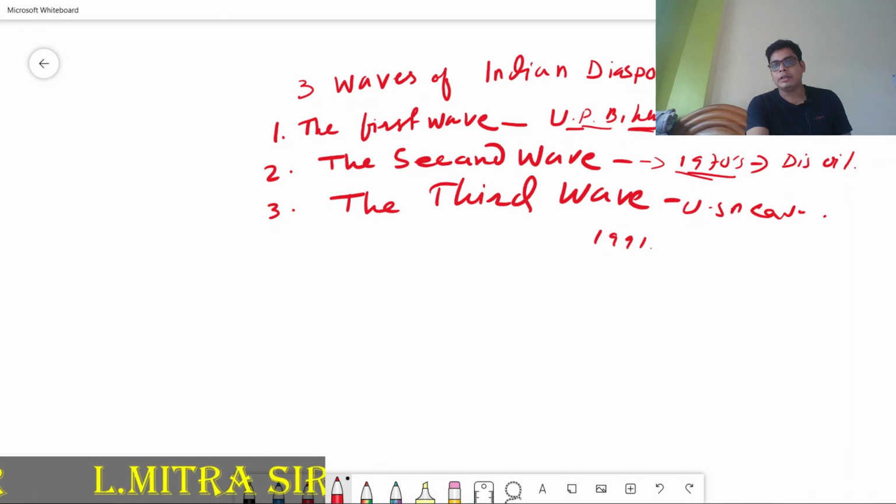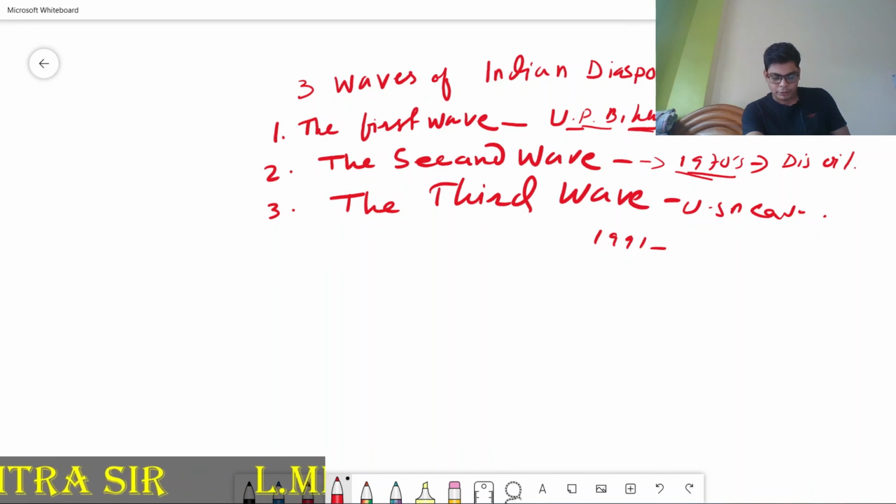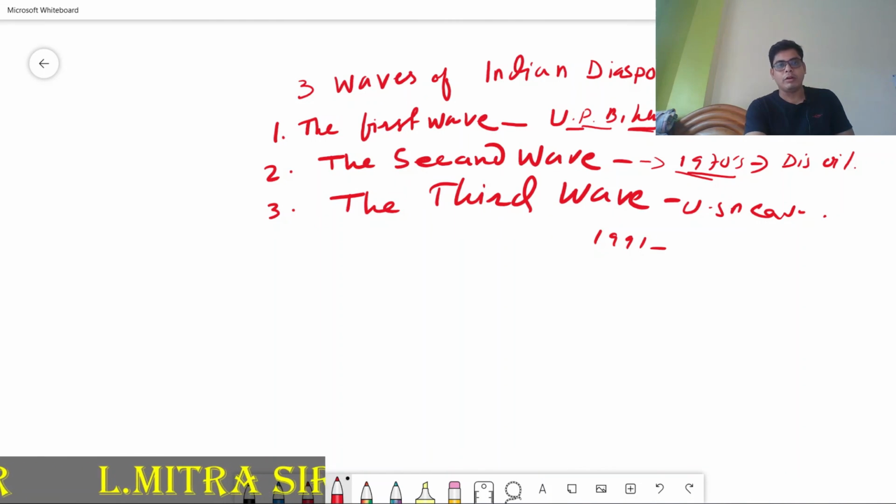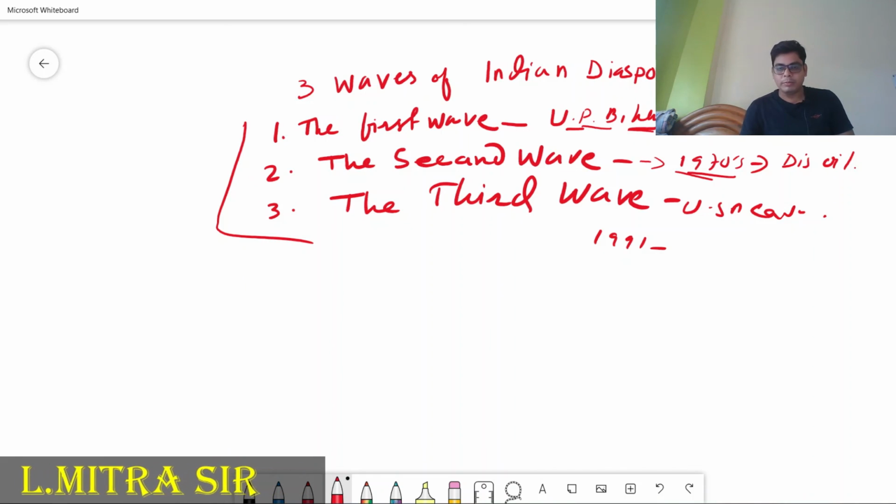After the liberalization of 1991, our economy became liberalized, and after that people went for education and knowledge purposes. So these are more or less the three waves of the Indian diaspora.